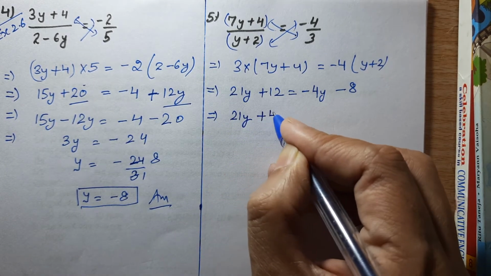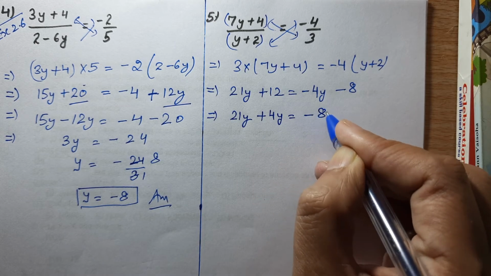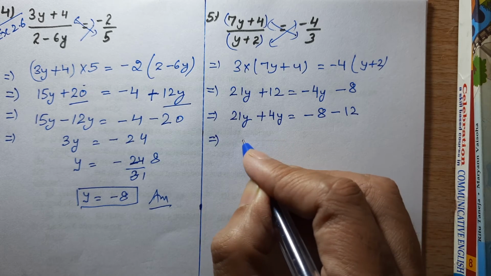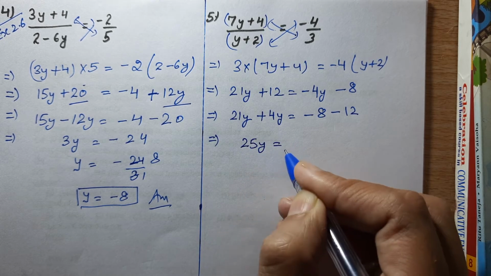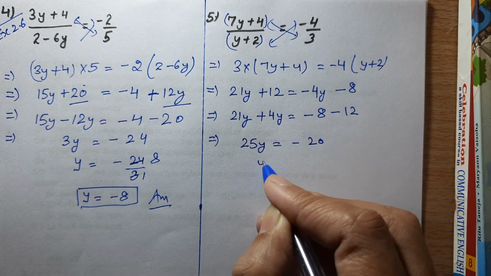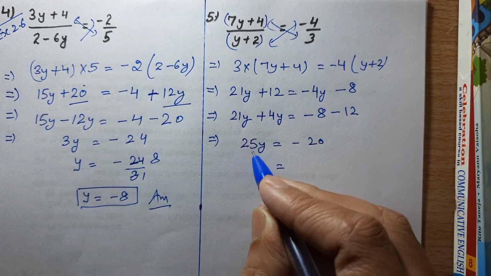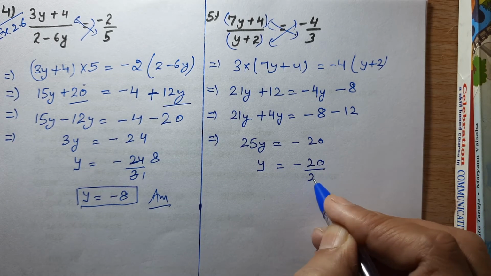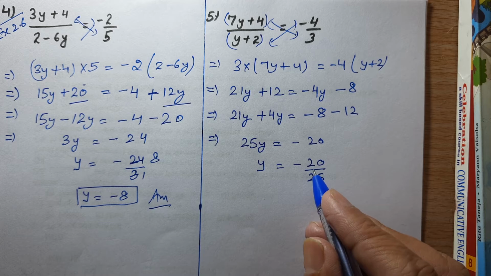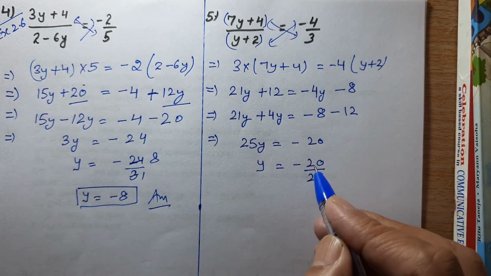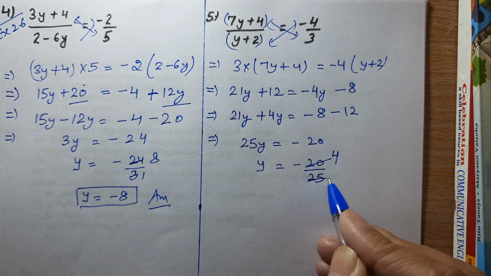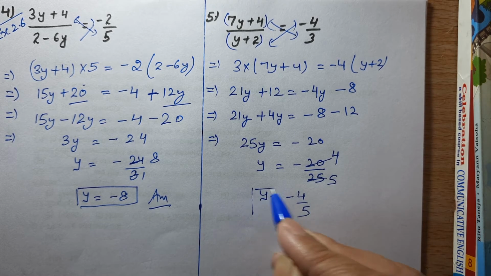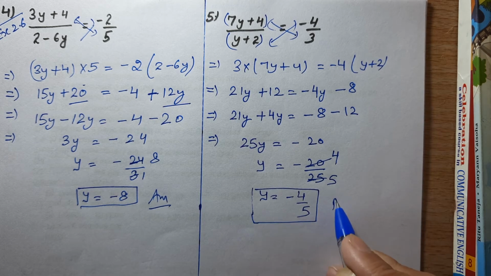21y plus 4y is equal to minus 8 minus 12. 21 plus 4, 25y is equal to minus 20. Y comes out to be, now this 25 is in multiplication, it will be divided. y is equal to minus 20 upon 25. Now do the cutting. 5 4s are 20, 5 5s are 25. So y comes out to be minus 4 upon 5. So that will be our answer.